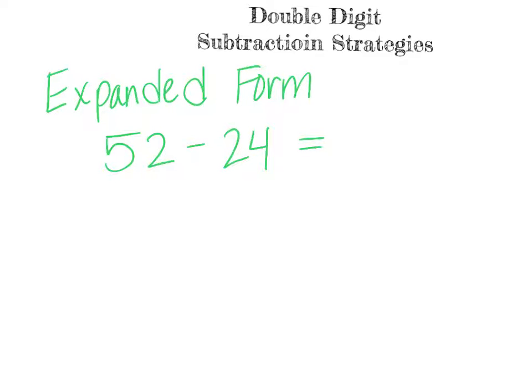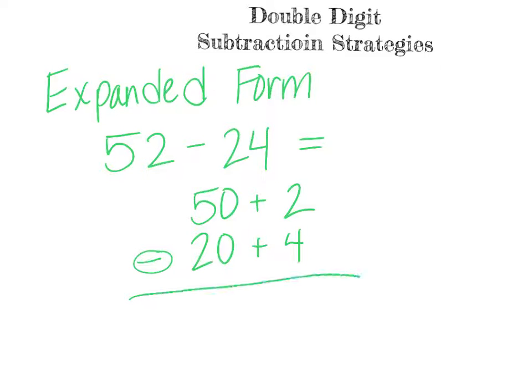So in expanded form, remember, I need to write my numbers differently, right? I need to write them out differently how we do in expanded form. So I'm going to take my 52 and I'm going to write 50 plus 2. Subtract, I'm going to circle that so we know what we're doing. We are subtracting, and then 20 plus 4.